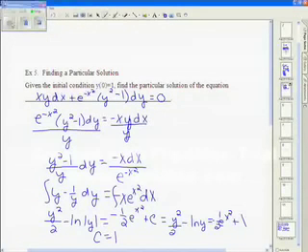So we can very easily go from a general solution to a particular solution just by having that one initial condition.